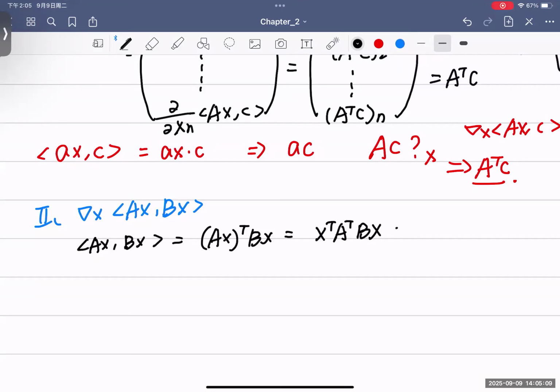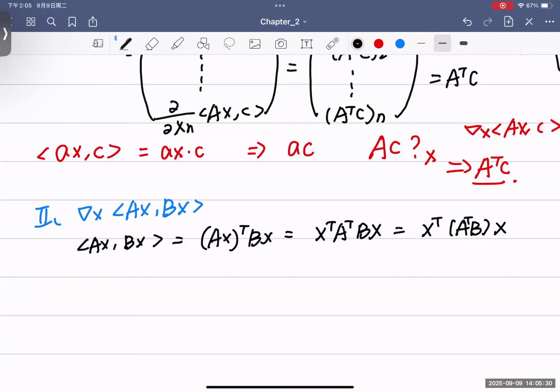Well, so we can write it down as X transpose, A transpose, B, X here. So we can just treat A transpose B as a whole part.